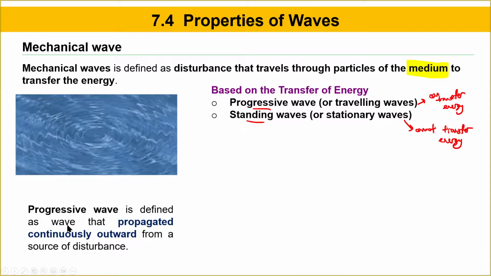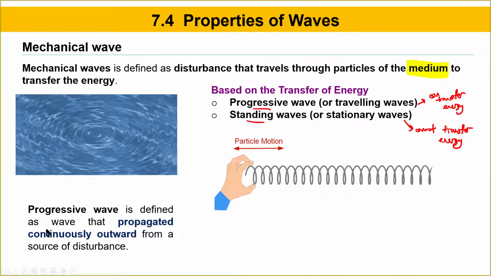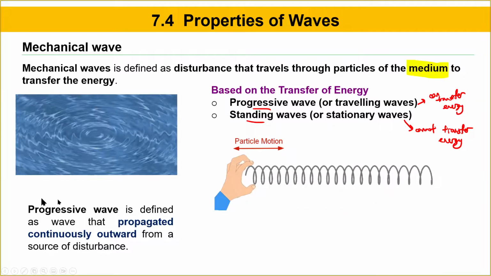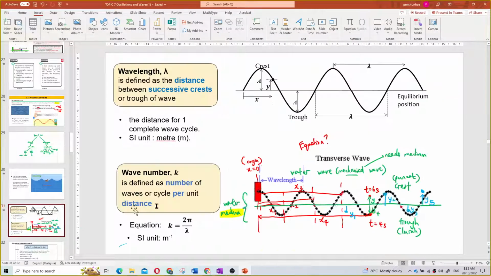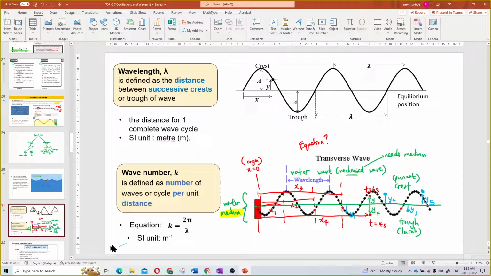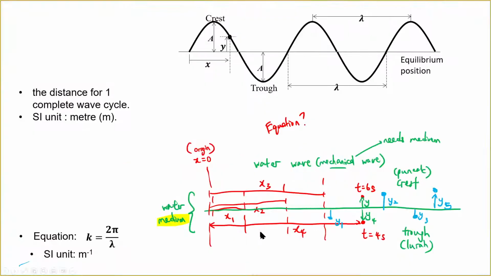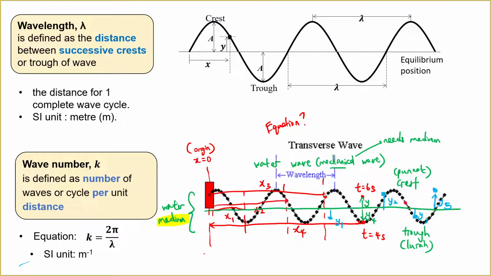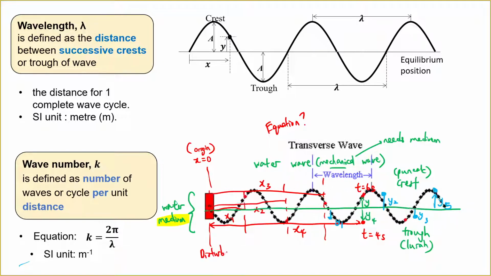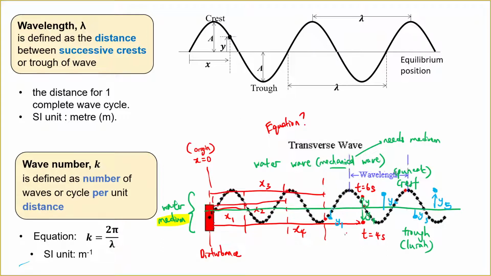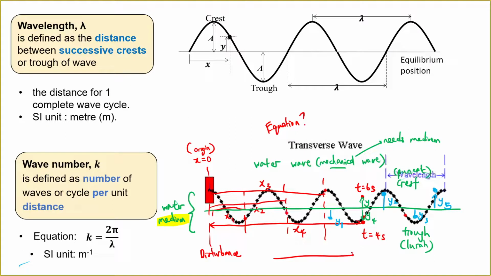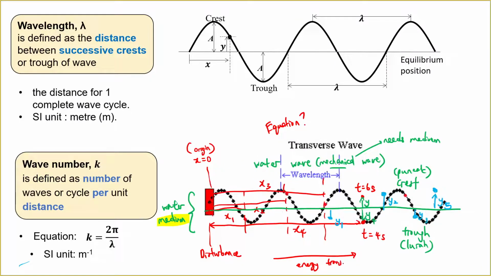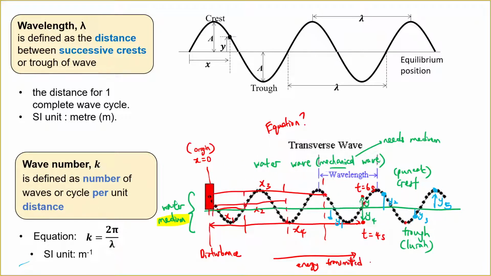Cannot transfer energy. So a progressive wave is defined as a wave that is propagated continuously outward from a source of disturbance. Just now, my example here, this is what we call the disturbance. Wait a second. So this is what we call the disturbance. Okay, and then the energy is transmitted outward.